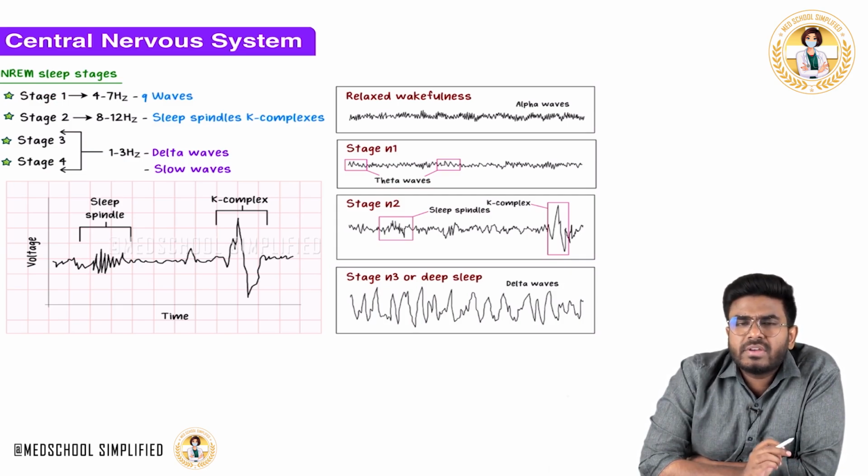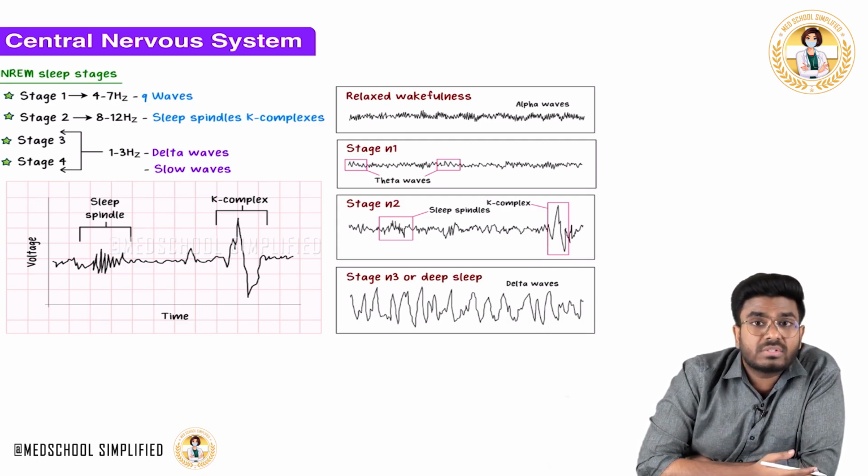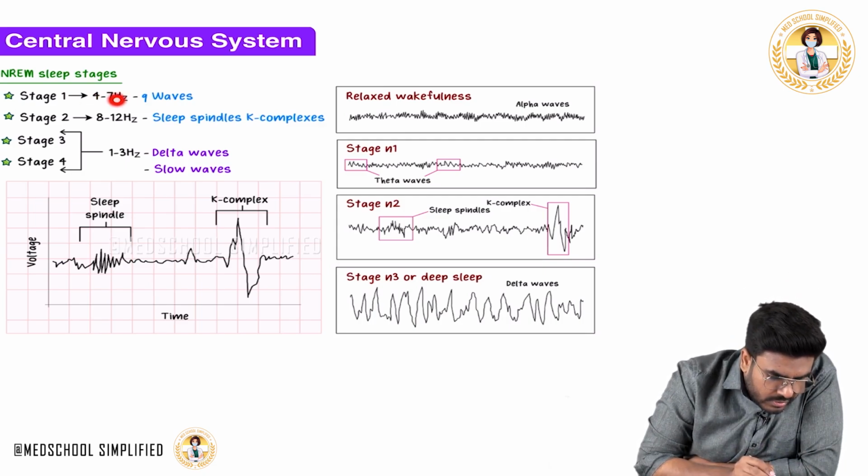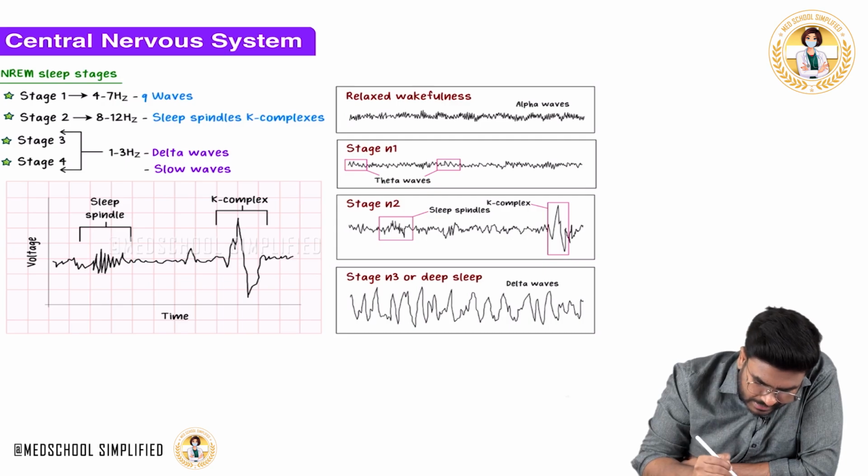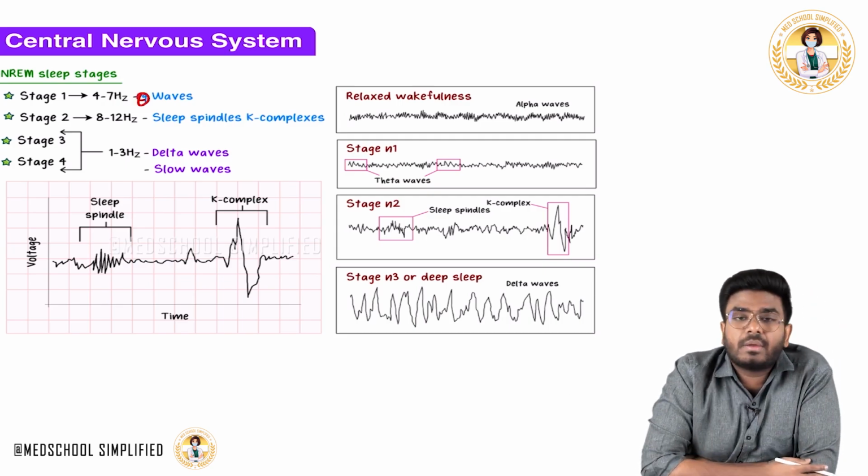In light sleep, which waves are produced? Theta waves are produced during drowsiness. And what is the frequency of the theta waves? 4 to 7 hertz. So theta waves are coming during NREM stage 1.